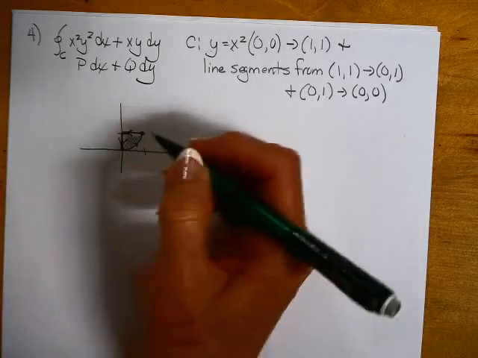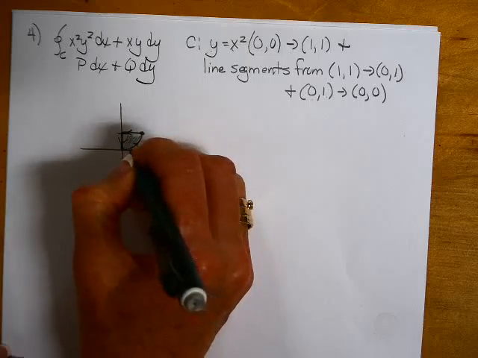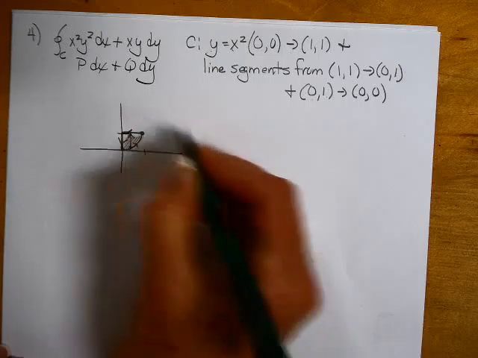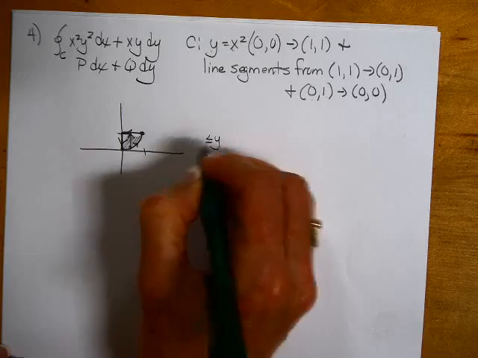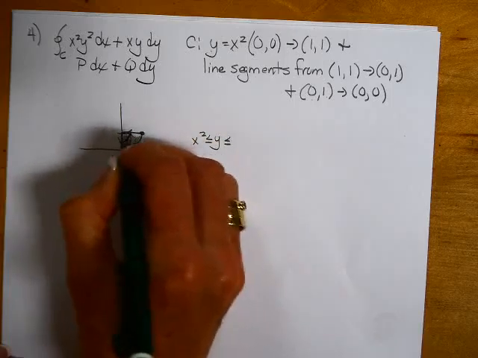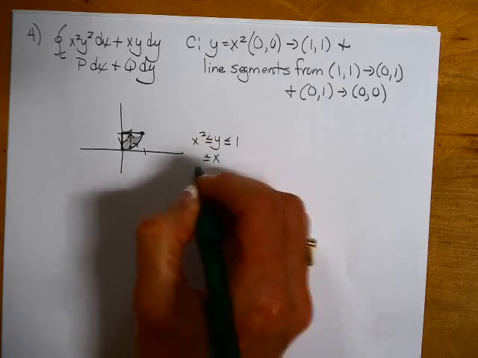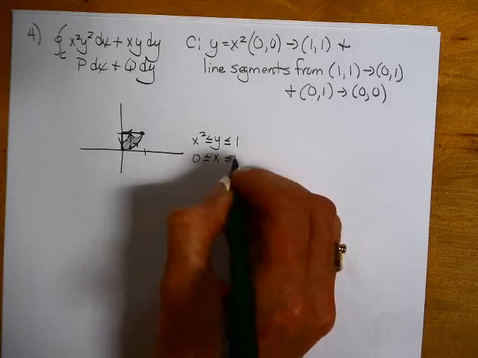So you've got to find your limits of integration for your x and your y. So I would let y go from here to here. So y is going from this line, which is x squared, to this line, which is 1. And then x is going from 0 to 1.